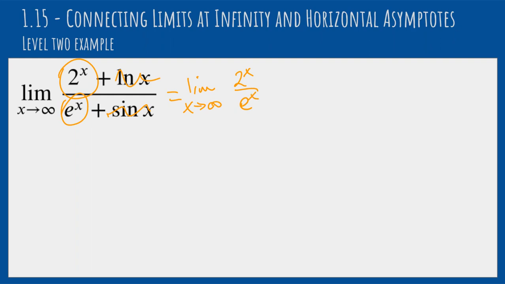Now, these are both exponential functions. If one was exponential and one was a polynomial, then we could say one dominates the other. Since they're both exponential, we can't really say one dominates the other. Now, the e to the x is going to grow faster, but we need to know really how much faster. So what I'm going to do is use a little algebra here, and I'm going to rewrite this as 2 over e, and then that quantity raised to the x power.